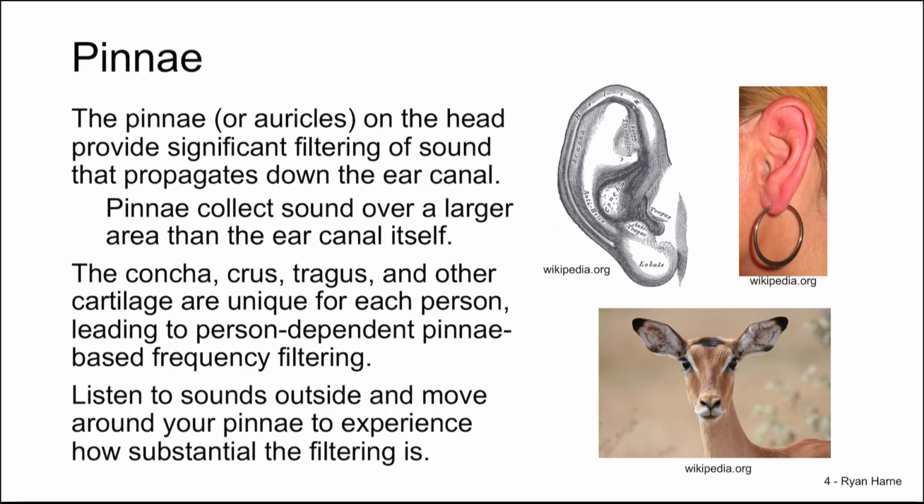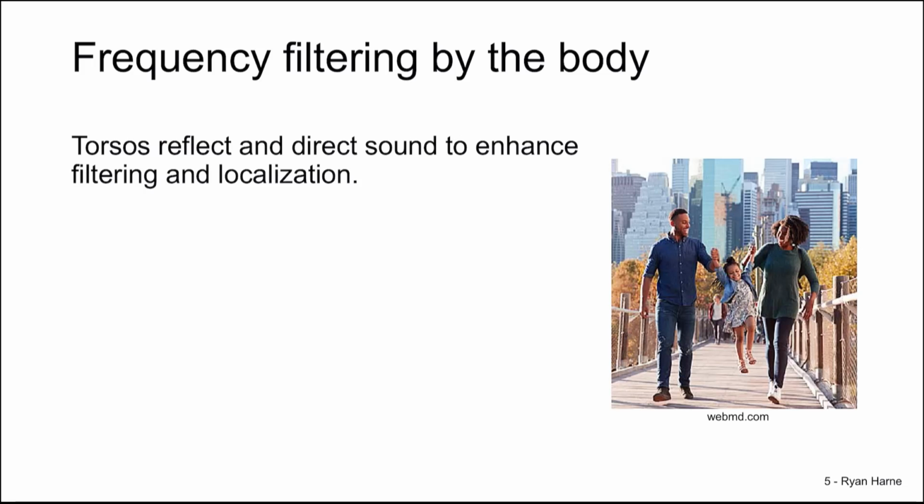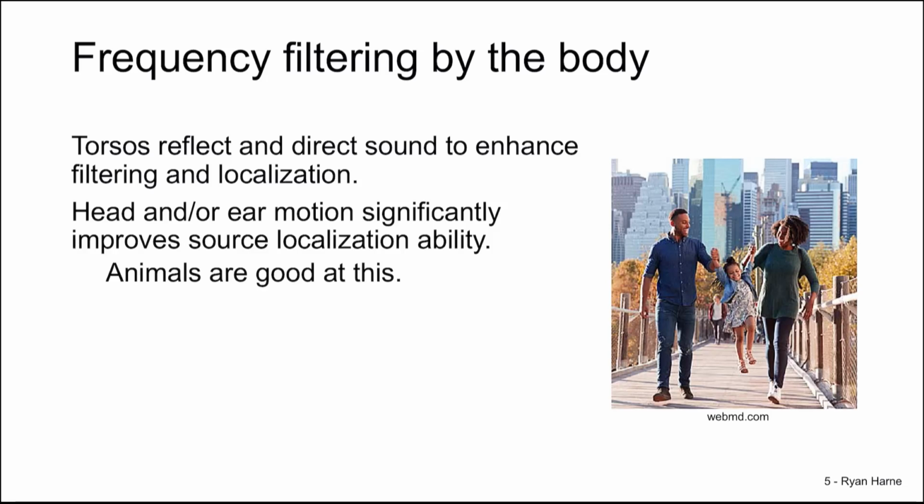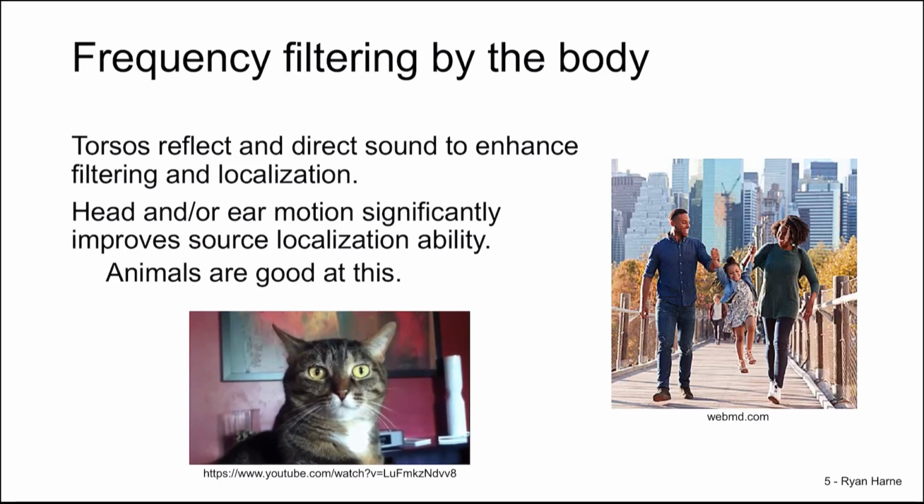Listen to sounds outside and move around your pinna and experience how substantial the filtering changes for what you hear. This is great evidence that the pinna are critical for the frequency filtering that we hear to localize sounds by ILD. But many other aspects of the body also assist to filter frequencies that we hear. Our torsos and our bodies reflect and diffract sounds up to our ears, and these help to enhance our filtering and localization mechanisms. The motion of our head and ears can also significantly improve our ability to localize sounds. Animals are very good at this. You'll see many instances with felines doing this around the house.